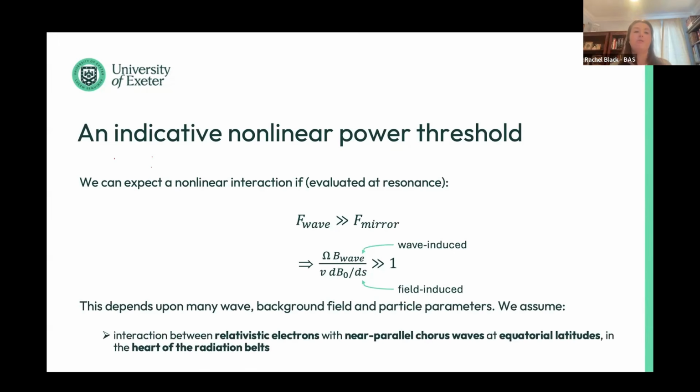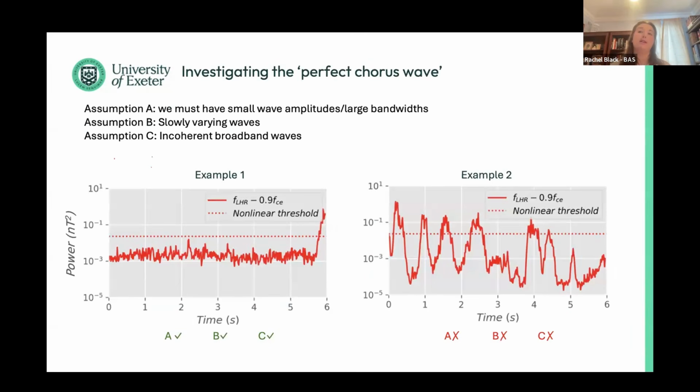Now, this depends on lots of the wave, background field and particle parameters, but for our study, we assume that the interaction is occurring between relativistic electrons with near parallel chorus waves. And all of our chorus waves were at equatorial latitudes and in the heart of the radiation belts. So we're returning back to our two examples now. They have been integrated between this chorus frequency range, between the lower hybrid and 0.9 of the gyro frequency.